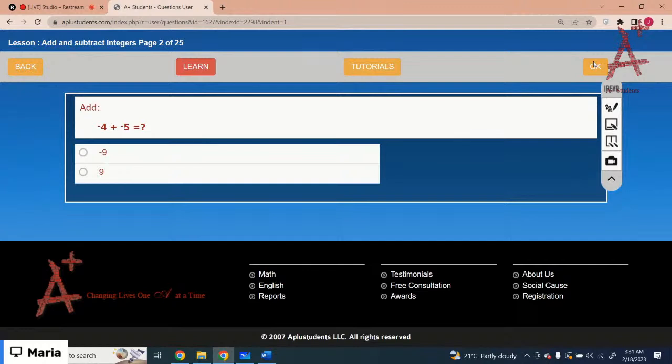Okay, now both the numbers are negative. Got it? Negative 4 and negative 5. So that's the thing I'm explaining. If both the numbers are negative, you have to add the numbers, like 5 plus 4 is 9. And because both the numbers are negative, the answer must be negative. Got it? Negative 4 and negative 5 is negative 9. So the correct option is negative 9.